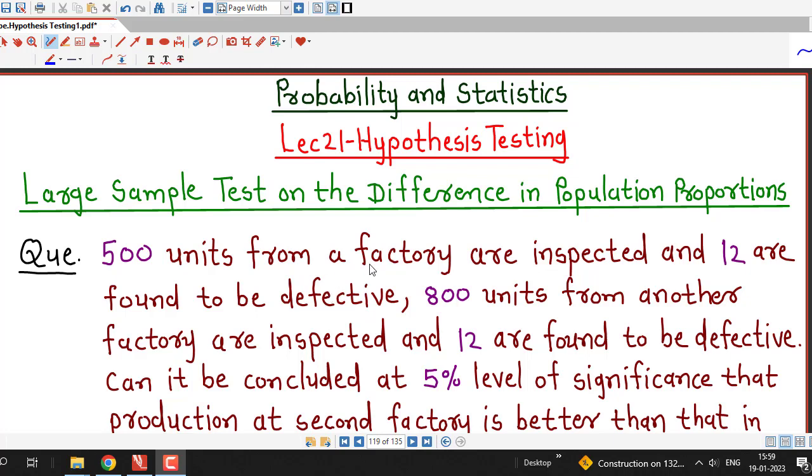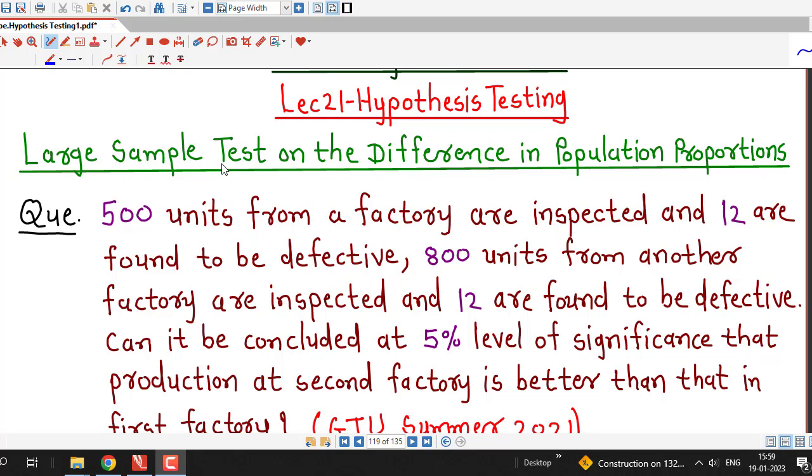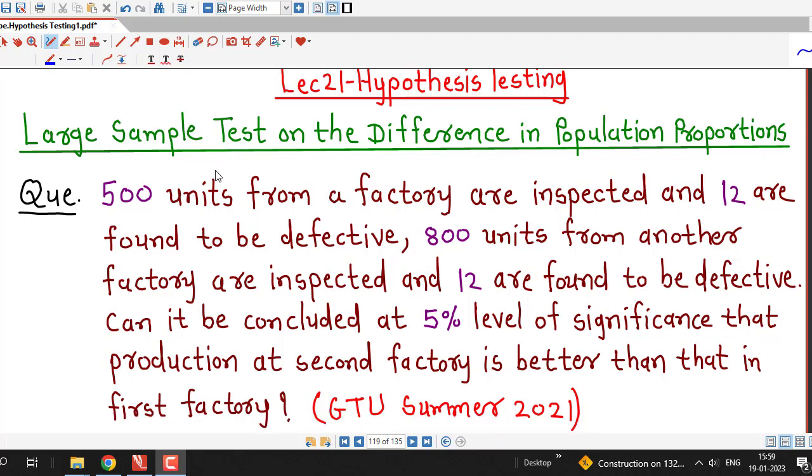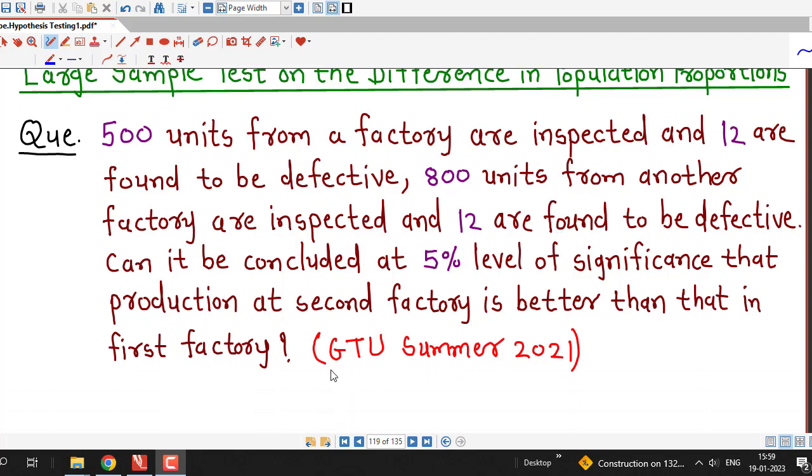Hello friends, I welcome you in lecture number 21 on hypothesis testing. In this lecture, we will discuss one more question on large sample test for difference of population proportions. This question was asked in GTU Summer 2021.